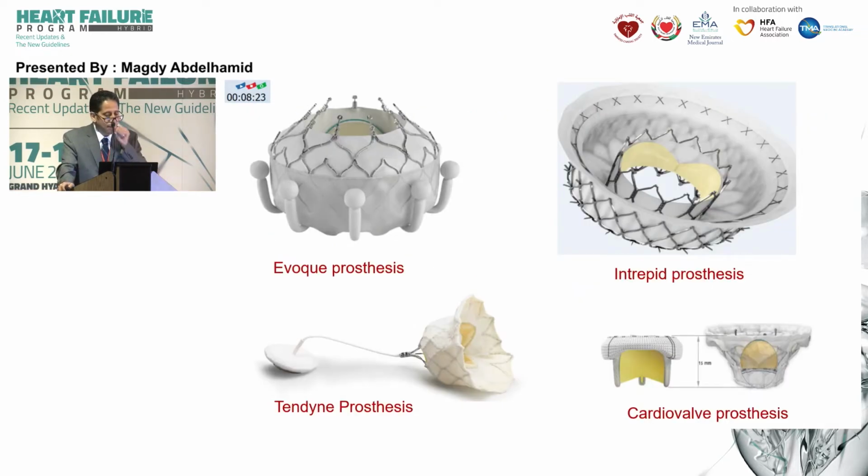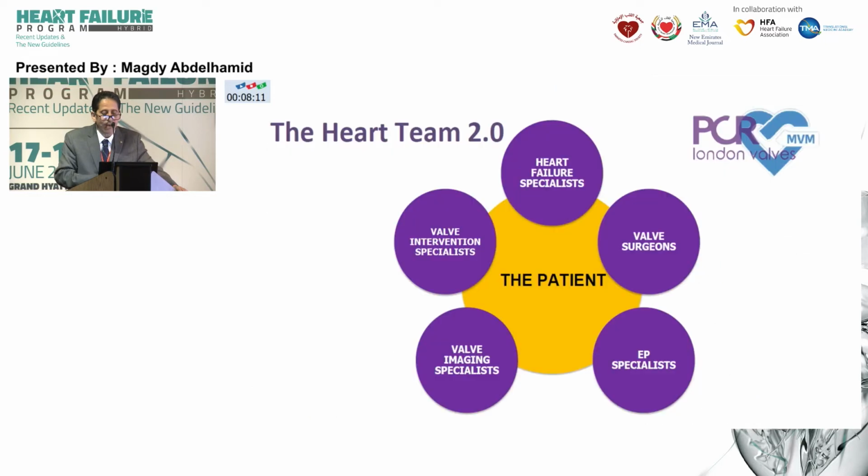So these are the different types of mitral valve prostheses to be implanted percutaneously: Evoco prosthesis, Intrepid, Tendyne, as well as CardioValve. The heart team approach is very important and should involve the heart failure specialist, the valve surgeon, the electrophysiologist, the valve imaging specialist, and the valve intervention specialist.